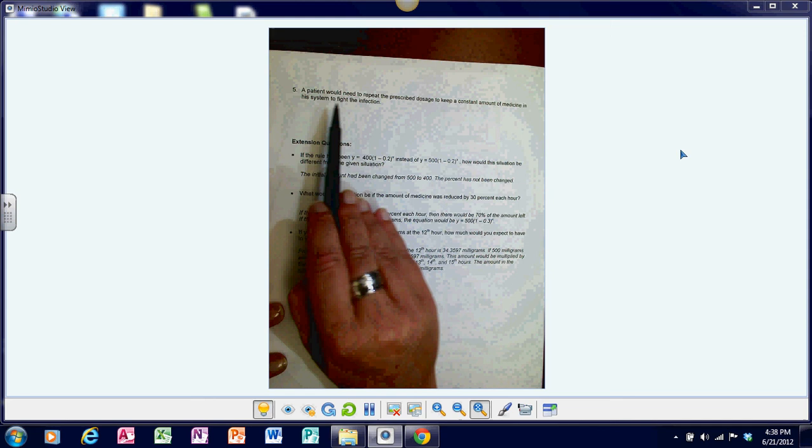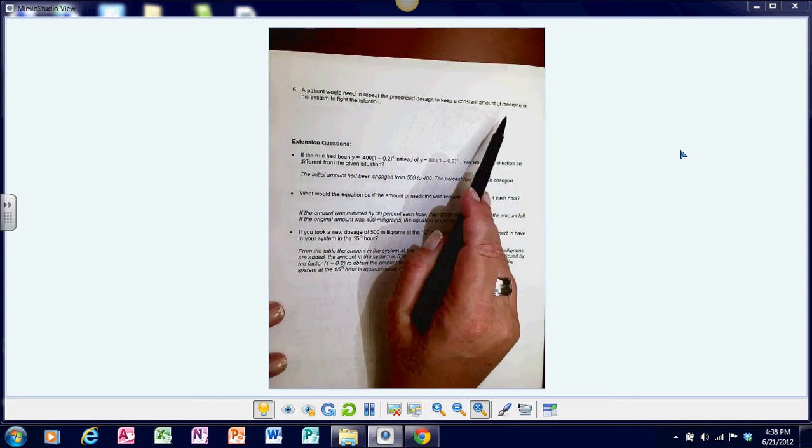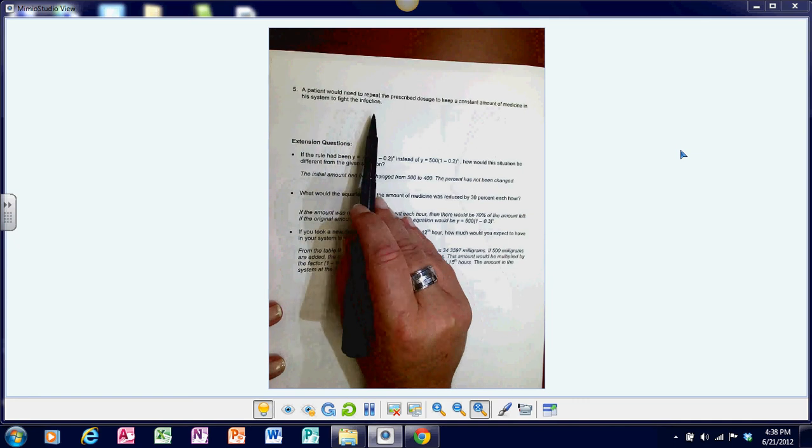Number 5, why would it be important for the patient to repeat the dosage after a prescribed number of hours? A patient would need to repeat the prescribed dosage to keep a constant amount of medicine in his system to fight the infection.